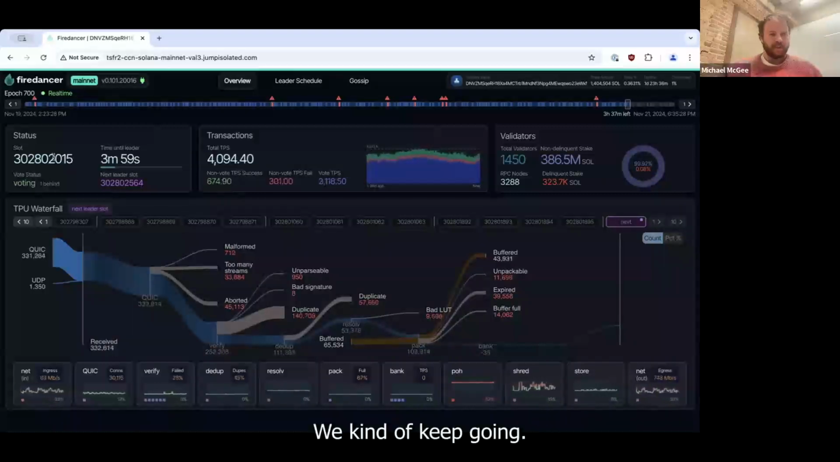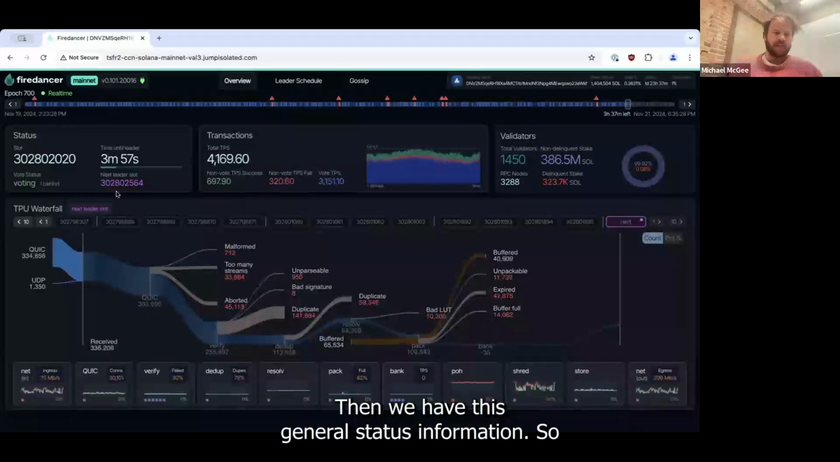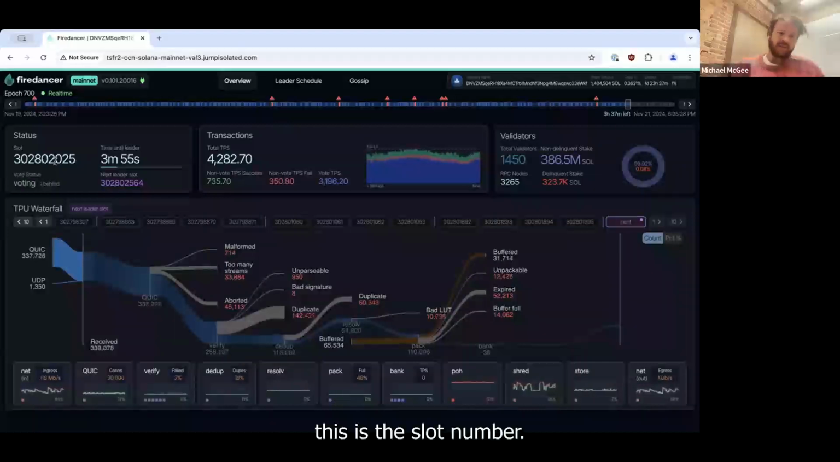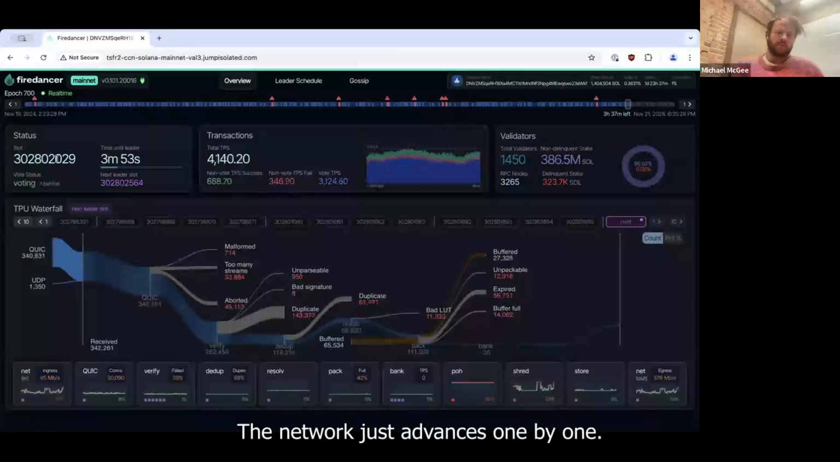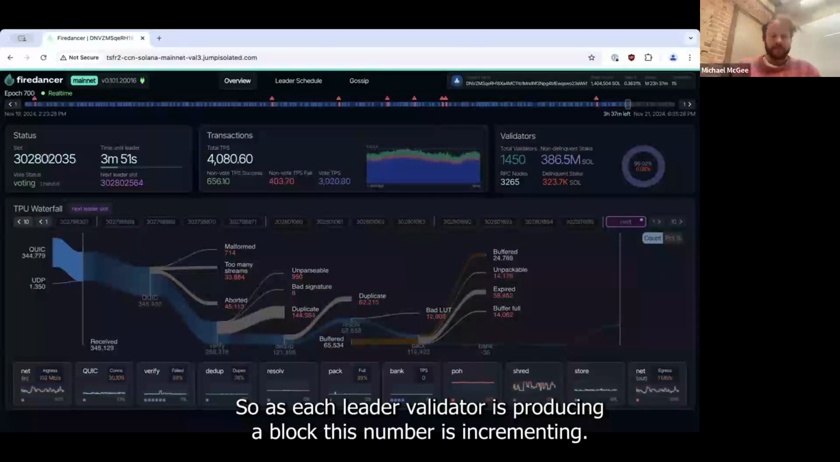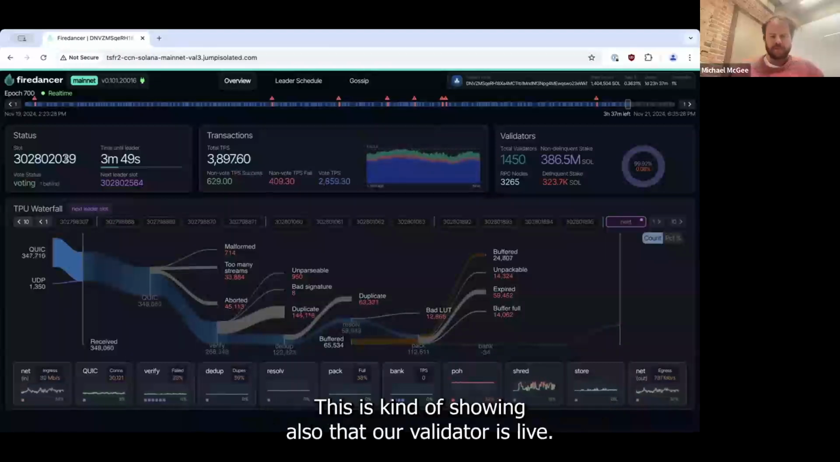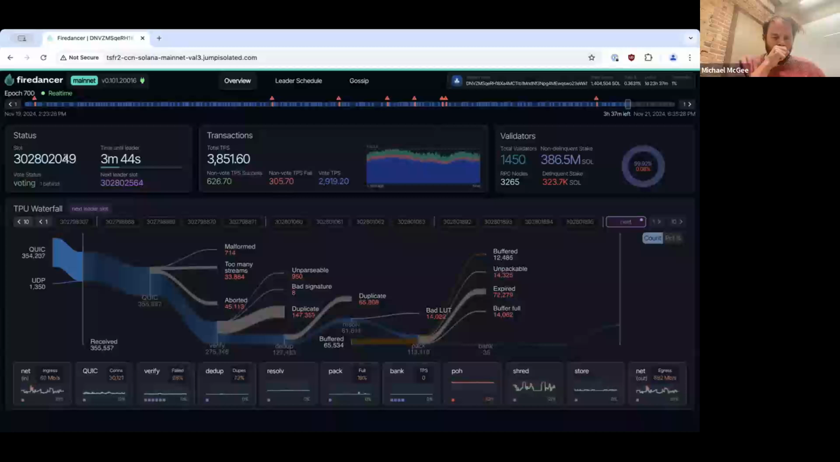We keep going. Then we have this general status information. So this is the slot number. The network just advances one by one. As each leader validator is producing a block, this number is incrementing. This is also showing that our validator is live, it's working, it's healthy.